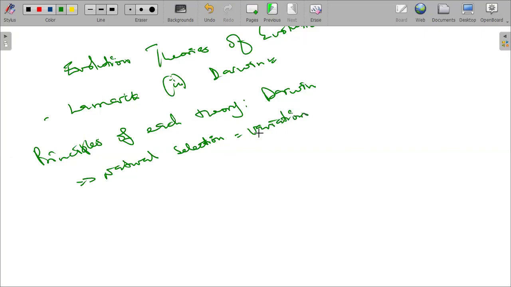It talks about great population. I mean, organisms giving birth to a variety of organisms. I mean, a variety of offspring. It's all those things. So the principles of each theory must be known.